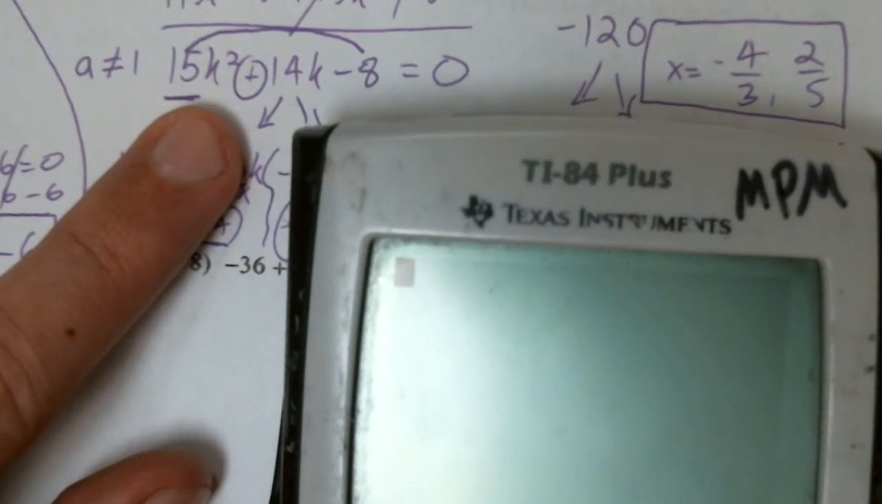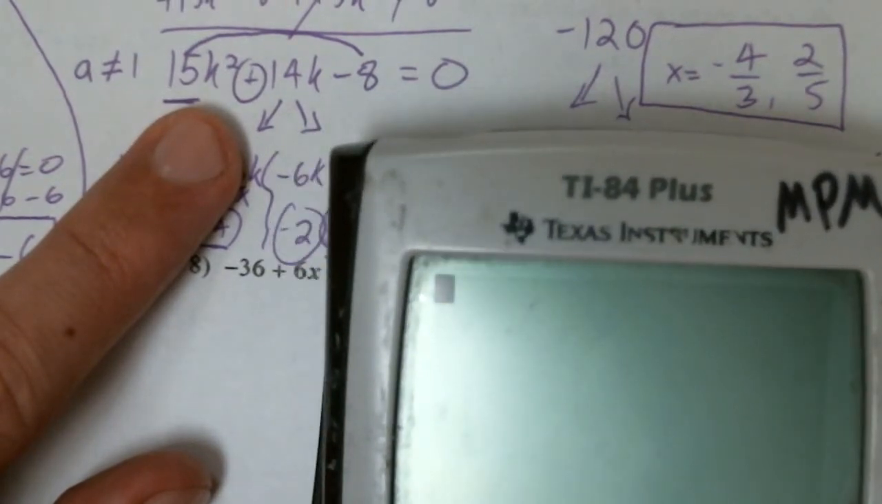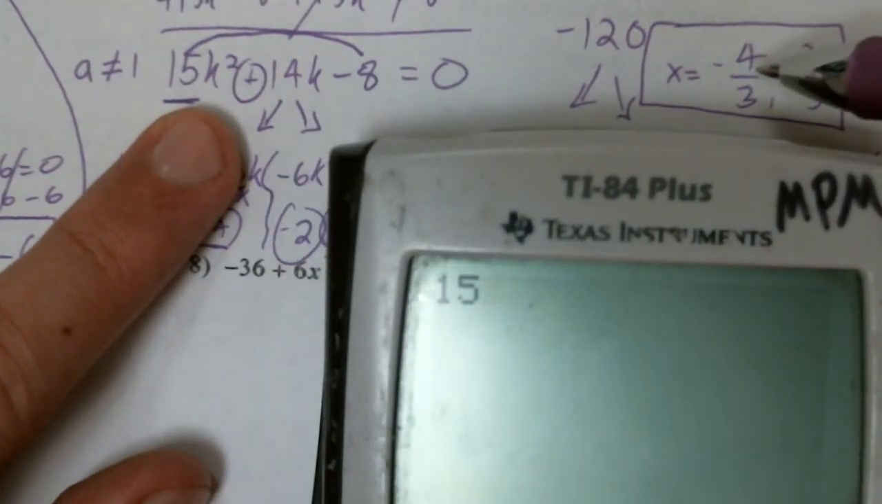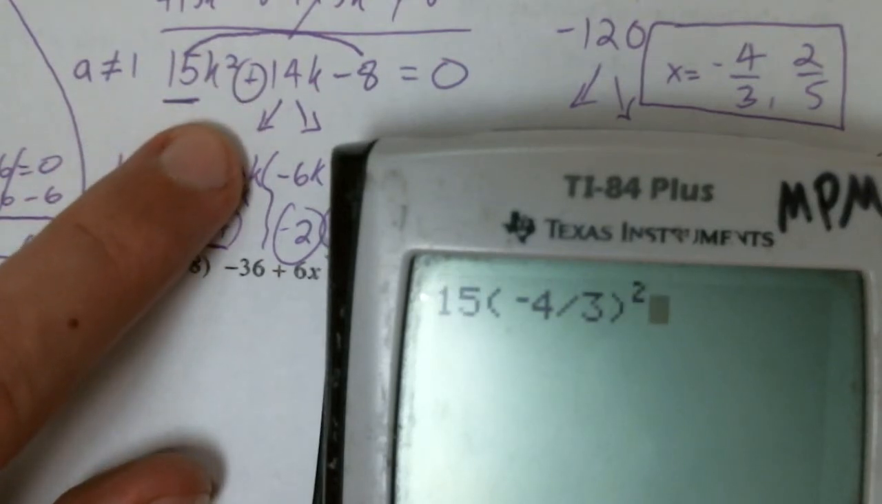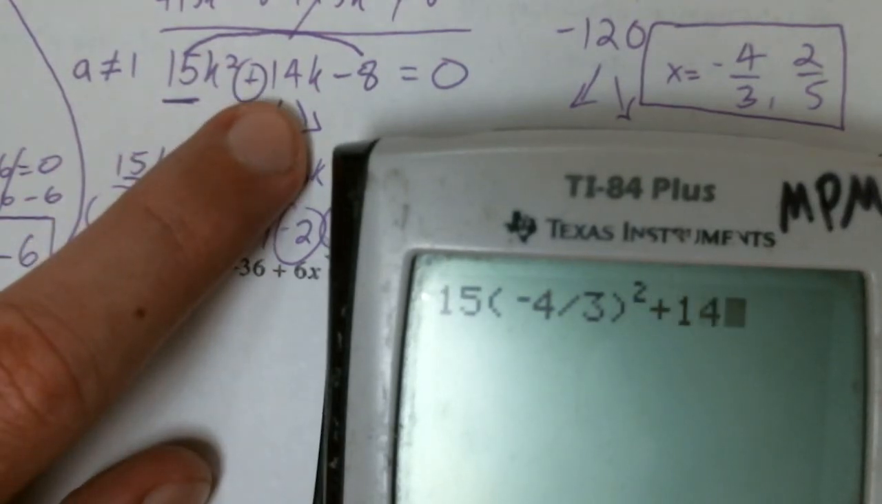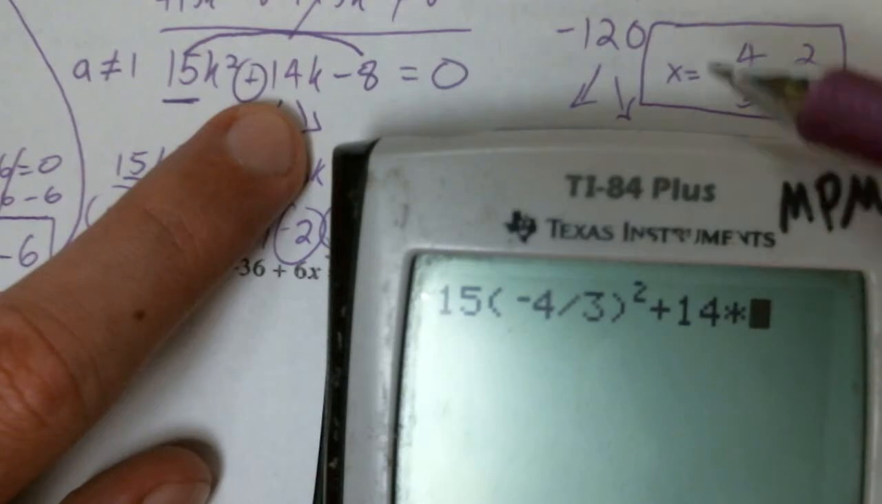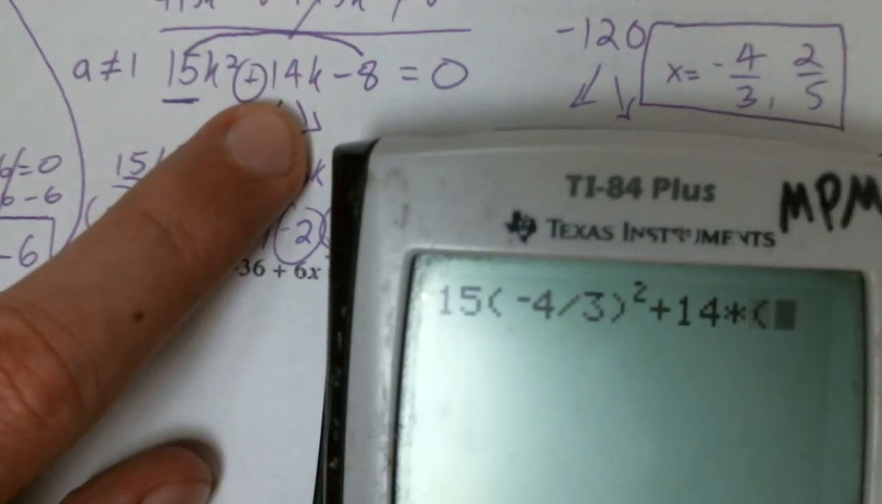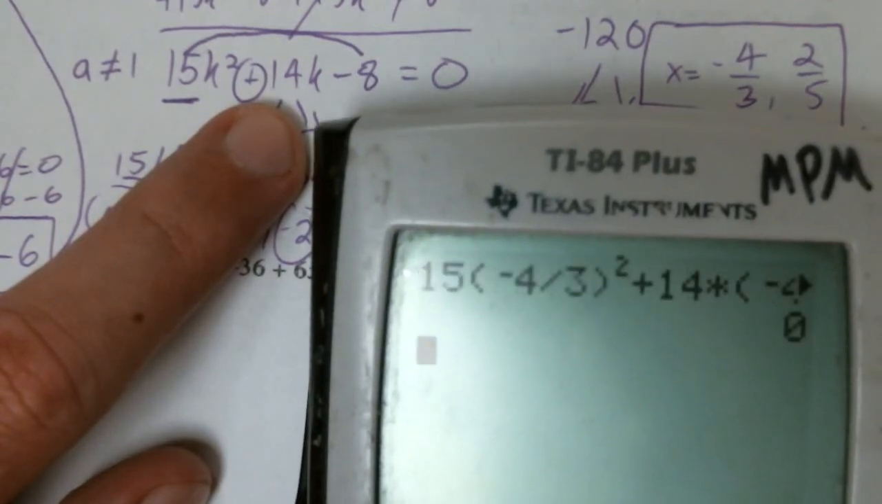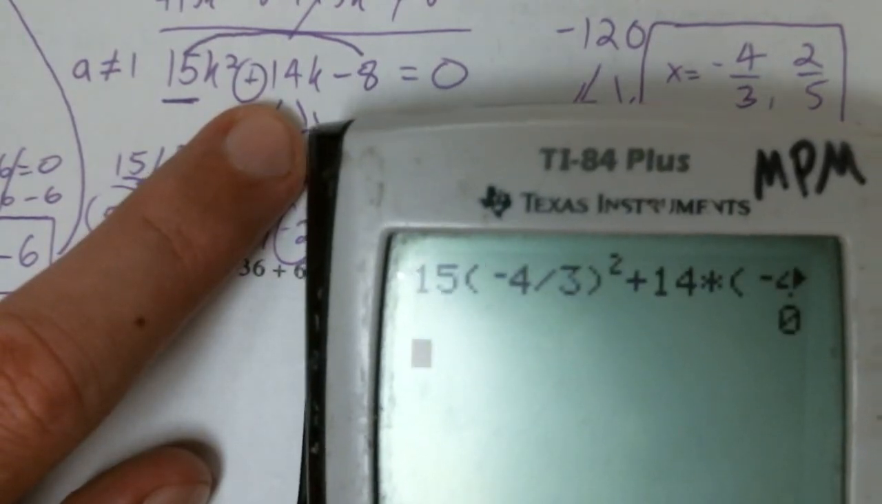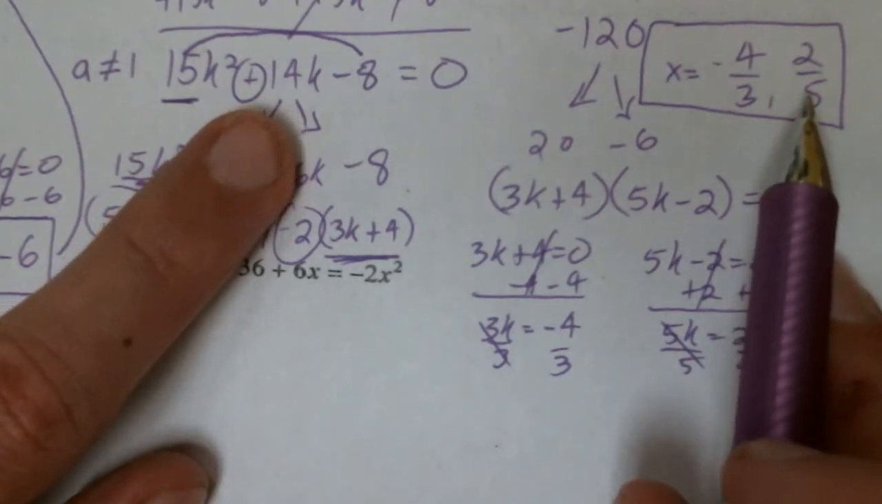All right, so let's type in, make sure y'all can see this, 15k squared. But what is my k? My k is negative 4/3, so I got to put that in parentheses. Parentheses negative 4 divided by 3. I'm going to square that. Okay, and then plus 14 times k, which is negative 4/3. You can put in parentheses if you want to, you don't have to. And then minus 8, and that better be equal to 0. And it does. And of course, you could do the same thing with the 2/5.